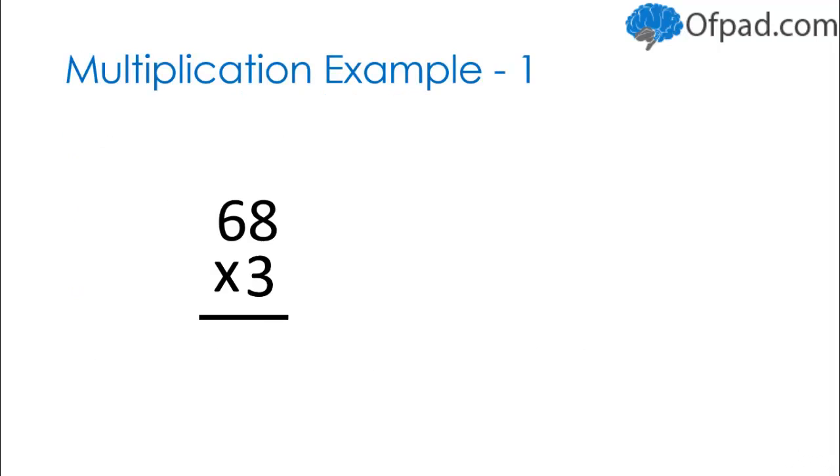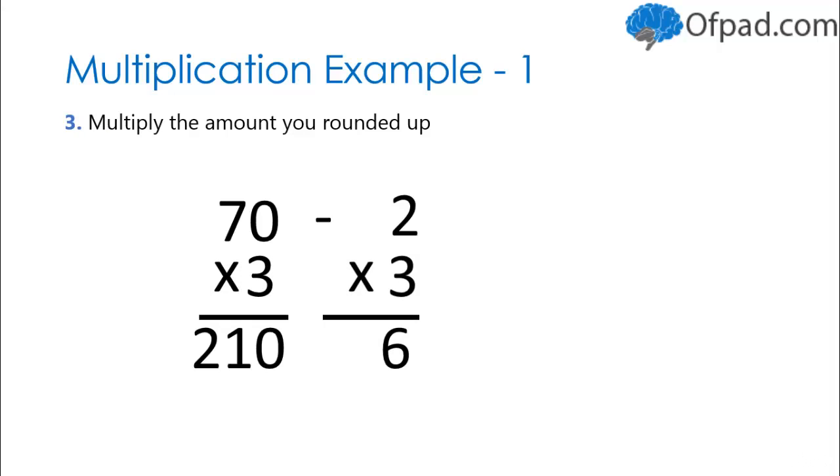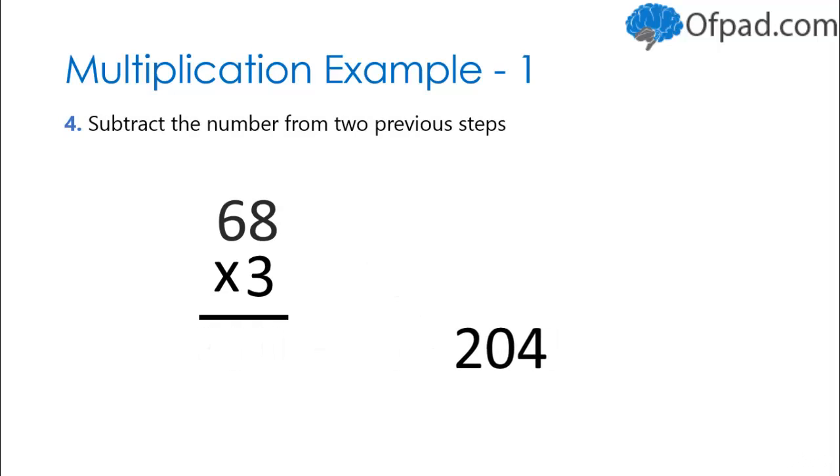Multiply 68 by 3. Round up the number. So round up 68 to 70. You've rounded up by 2. Multiply from left to right. Multiply 70 by 3 and you will have 210. Multiply the amount you rounded up. 2 into 3 gives 6. Subtract the numbers from the previous two steps. So you have 210 minus 6. And now you have the final answer 204. The entire multiplication process has been greatly simplified because you rounded up.